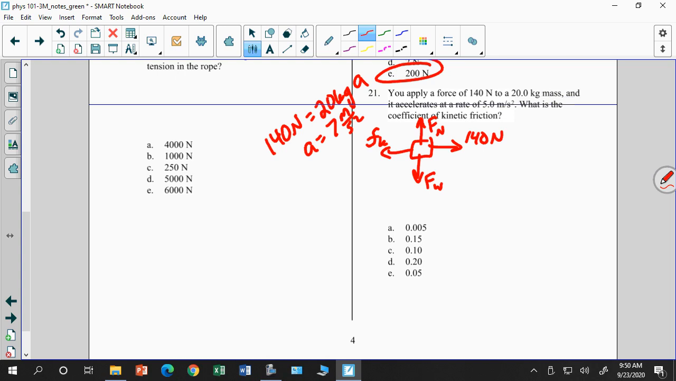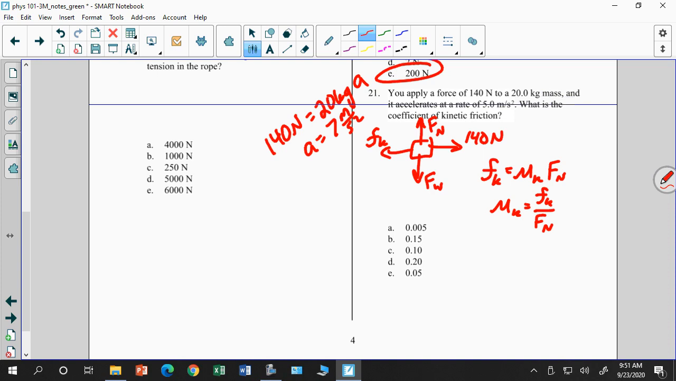I want to know what is the coefficient of kinetic friction. I know that Fk is equal to mu k times the normal force. That means that mu k is equal to Fk divided by Fn. It's the ratio of those two forces. If you're in the work and energy lab, that's how you find the coefficient of kinetic friction, by taking the ratio of the kinetic friction and the normal force.